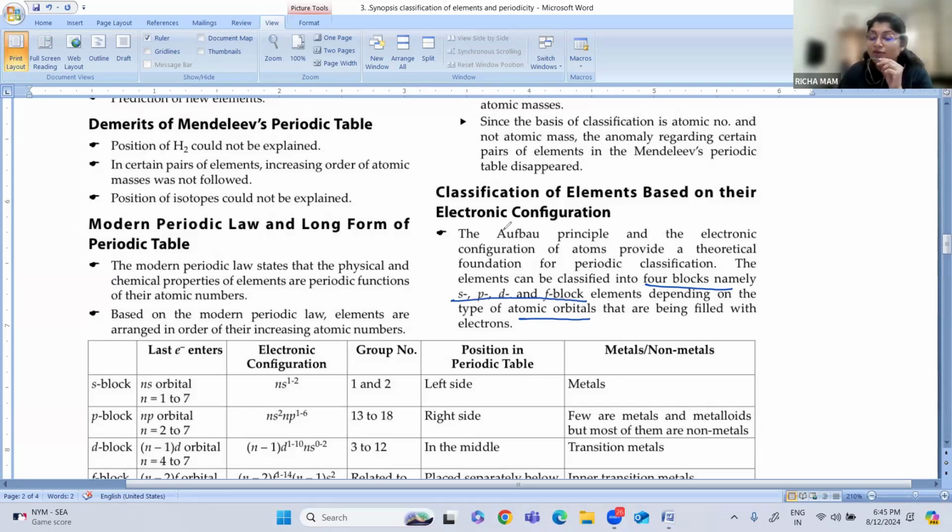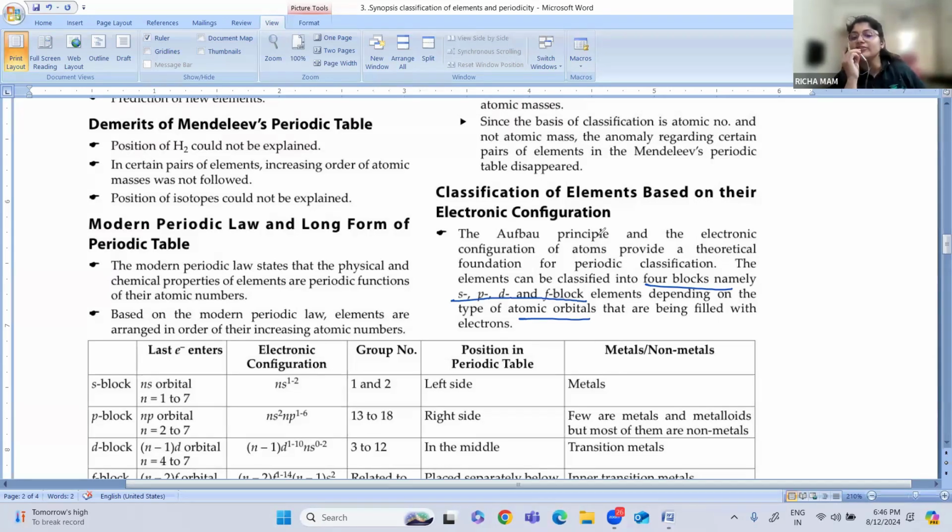So we know the Aufbau principle, right? In the last session, in the structure of atom, we discussed what the Aufbau principle is. What does the Aufbau principle state? In the Aufbau principle, we see that the electron distribution takes place from lower energy orbital to higher energy orbital.